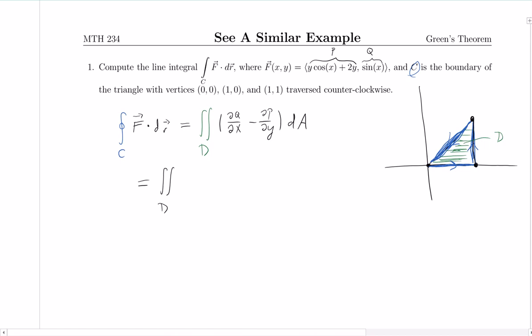Okay, so let's compute what these are. Partial Q partial x. Q is just sine of x, so the derivative is cosine of x. Minus partial P partial y. P is y cosine x plus 2y. So if we take the y derivative, let me put it in parentheses because there will be more than one term, the y derivative is cosine x plus 2.